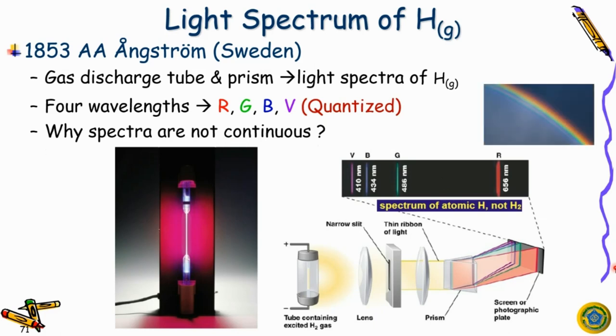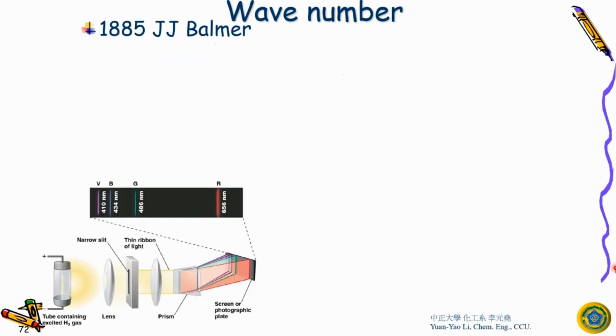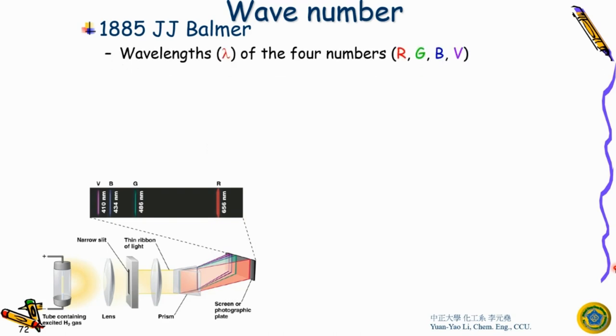Okay, and then they wondered why the spectrum is not continuous. It's quantized. So they wondered whether anything is related to the hydrogen atomic model. So after Angstrom, a few years later, J. J. Balmer thought, well, I have four numbers. These are four wavelengths. I have four numbers for the wavelengths. And it seems it's quantized because these four numbers never change.